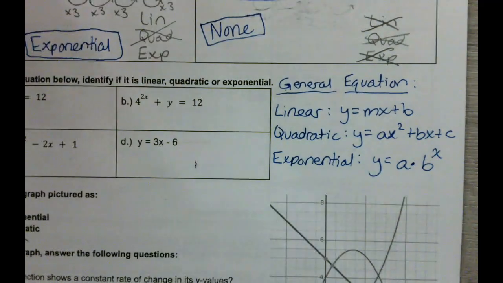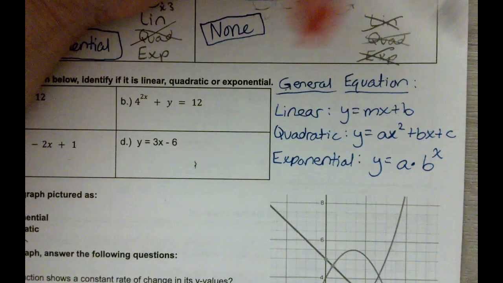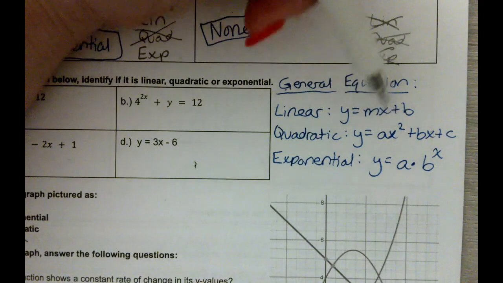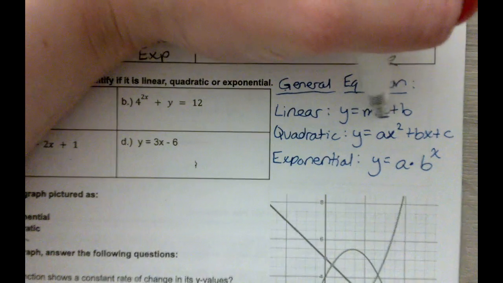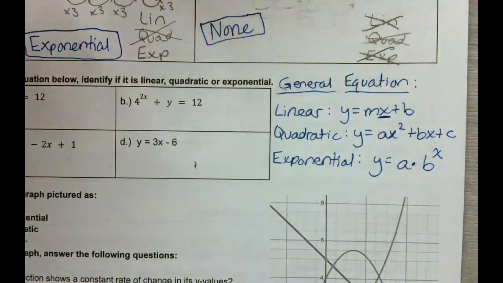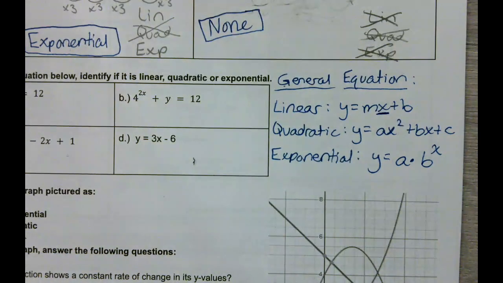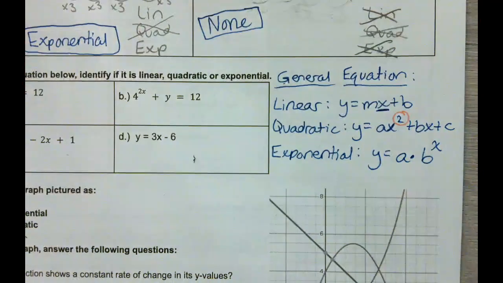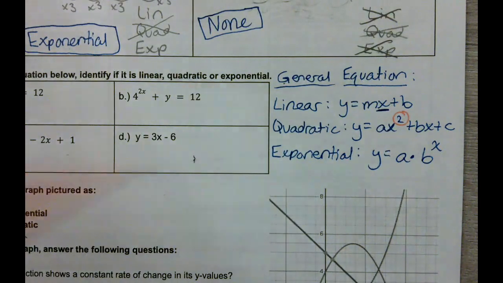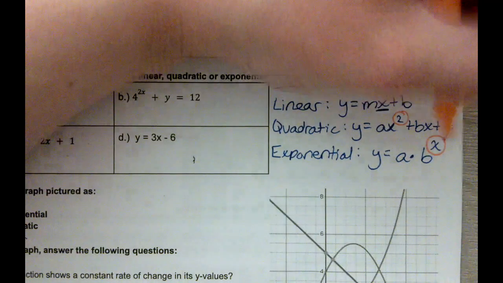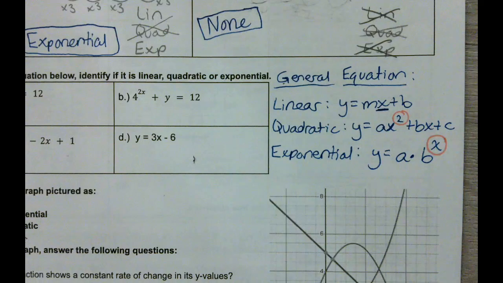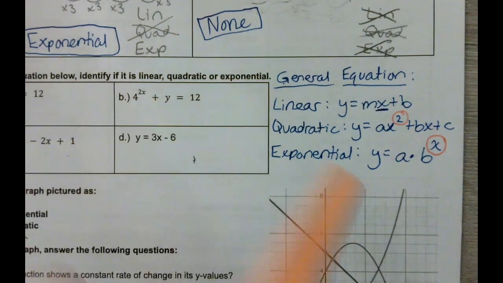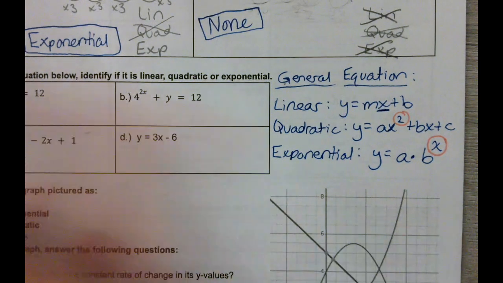So what you're looking for in each of these. y equals mx plus b, you're looking for just a plain x. For quadratic, the dead giveaway is the 2, that exponent of 2. And then the exponential, the dead giveaway, is the exponent of x. So if you can't tell which equation you have, use process of elimination to get to the correct answer.